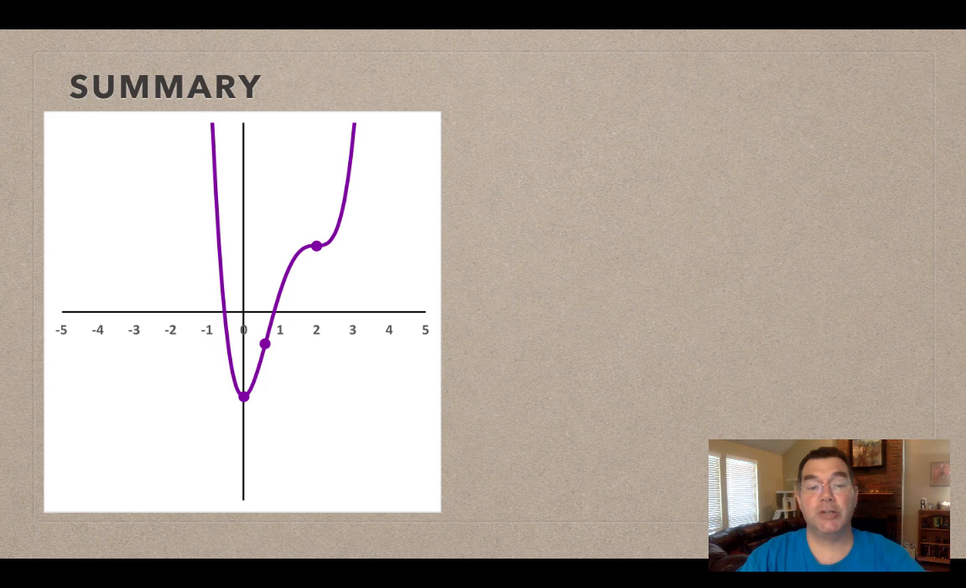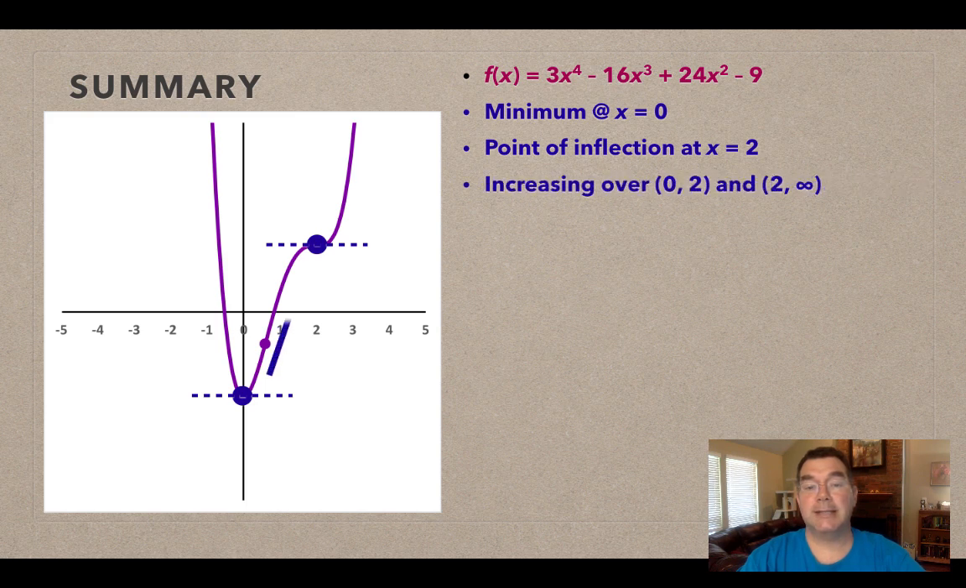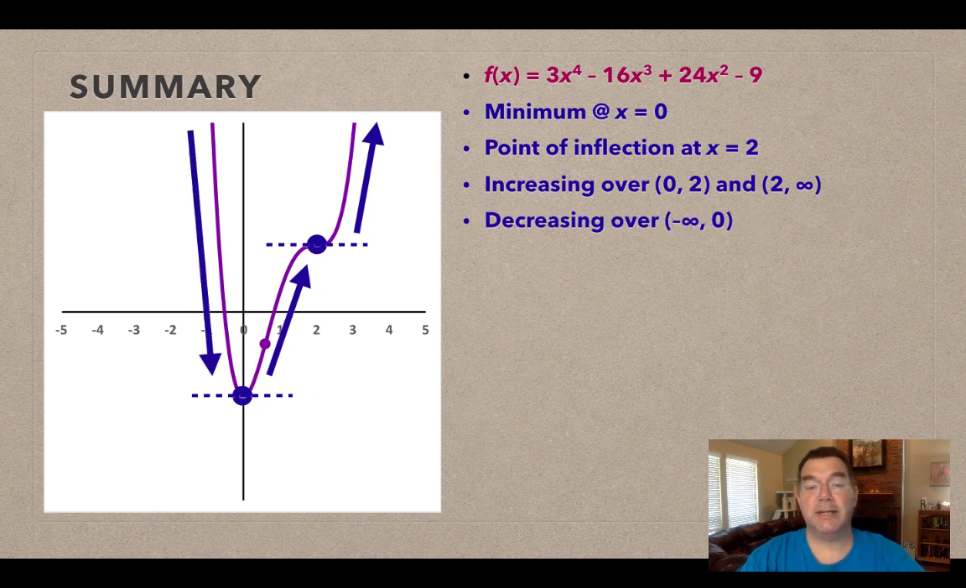All right, so here's a summary of everything that we've talked about. There's the function. We have a minimum at x equals 0. We have a point of inflection at x equals 2. It is increasing from 0 to 2 and from 2 to infinity. It is decreasing from negative infinity to 0. Okay, and now let's look at what the second derivative told us. There is a non-stationary point of inflection at 2/3, and there is a stationary point of inflection at x equals 2. So now let's look at where it's concave up and concave down.